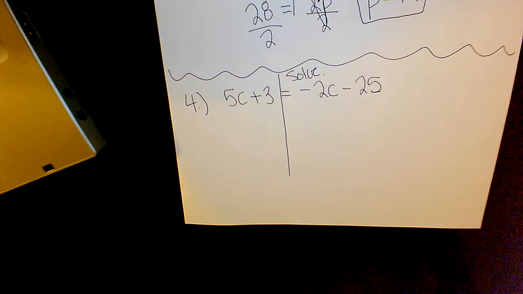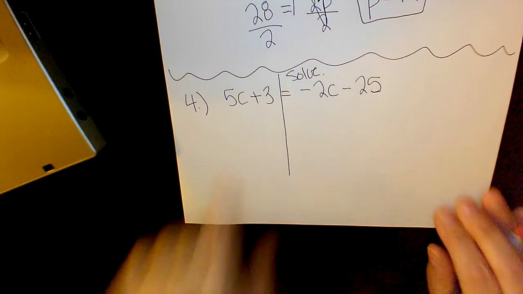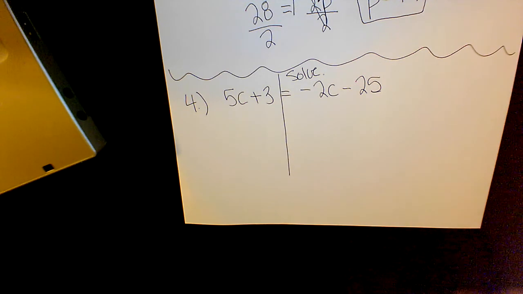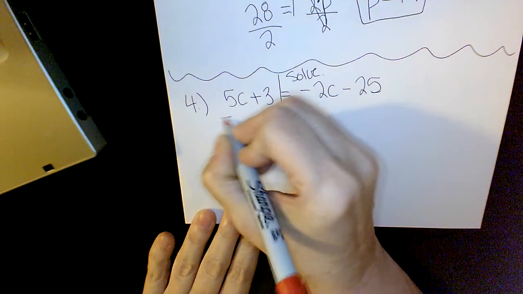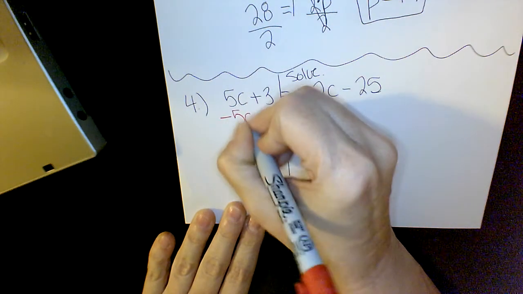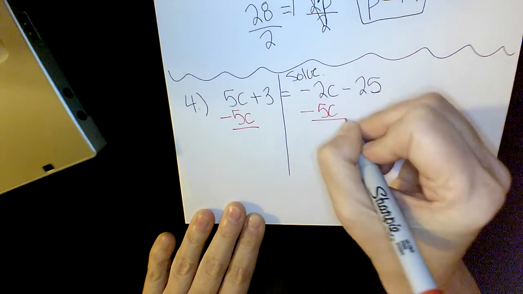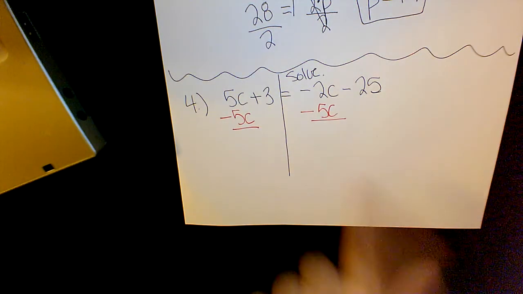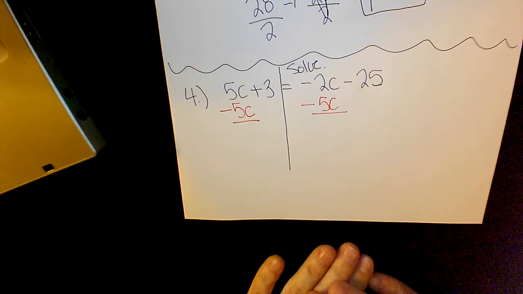So I'm going to start over here. How do I get rid of 5C? What will undo this 5C, adding this 5C? So I'm going to subtract 5C. And I could have added 2C to both sides. That's all going to come out the same in the end.